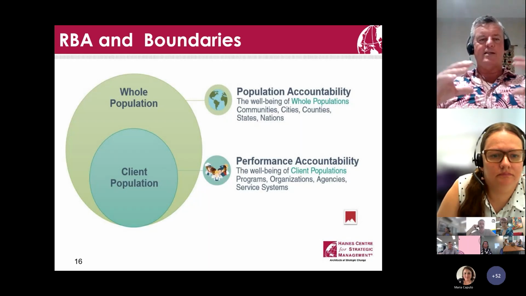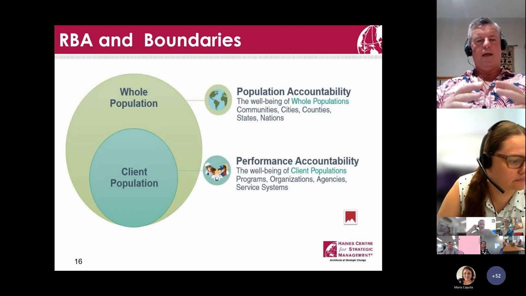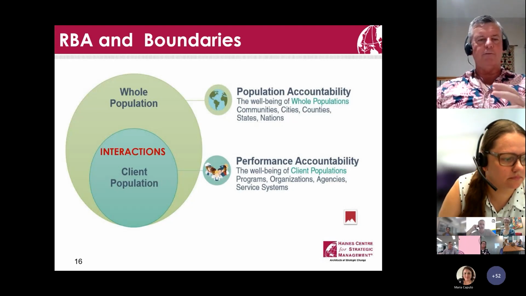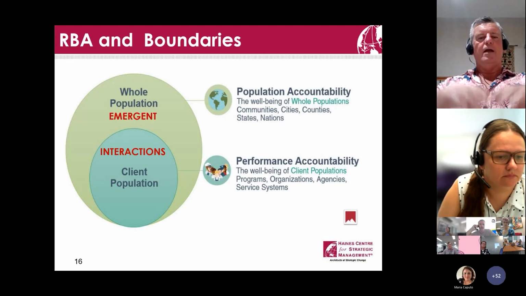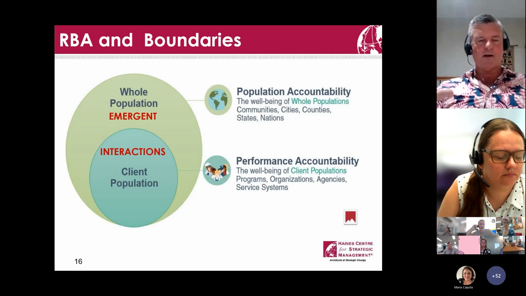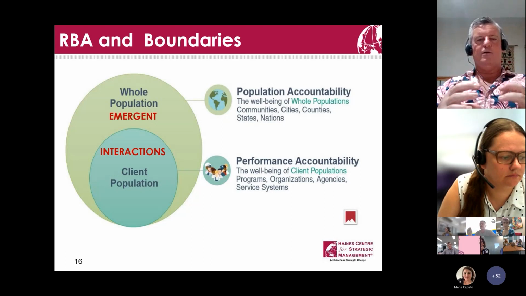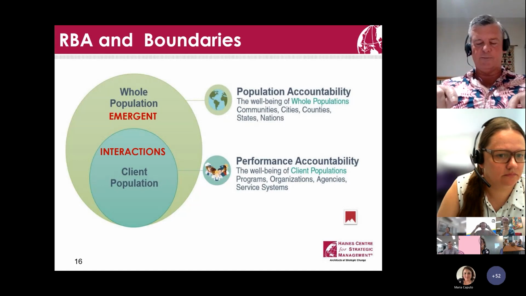So results-based accountability talks about accountability at the interacting program level, and then also accountability at the whole of population level. And this is where the notion of emergence, the emergent outcome that we're all striving for at the population level, is a consequence of the way programs interact at a client level. The emergent properties are properties of the system, the complex intervention itself.